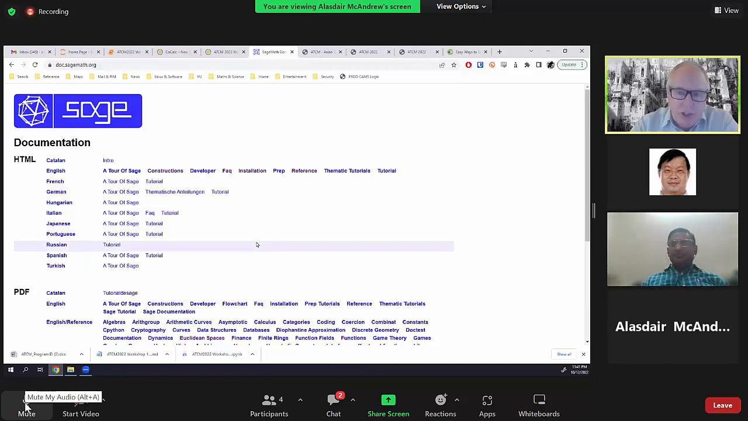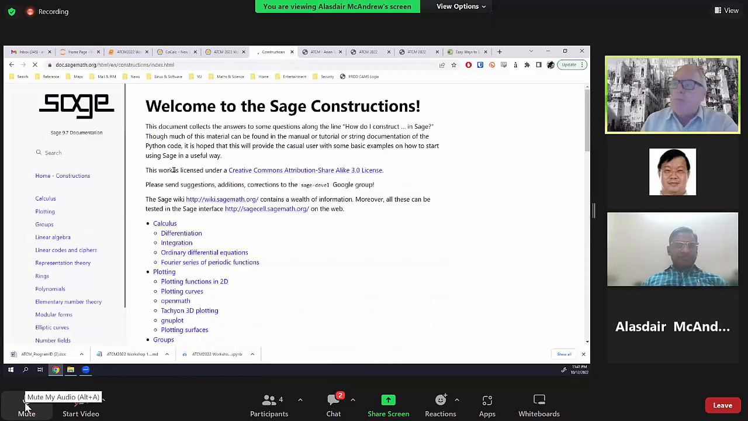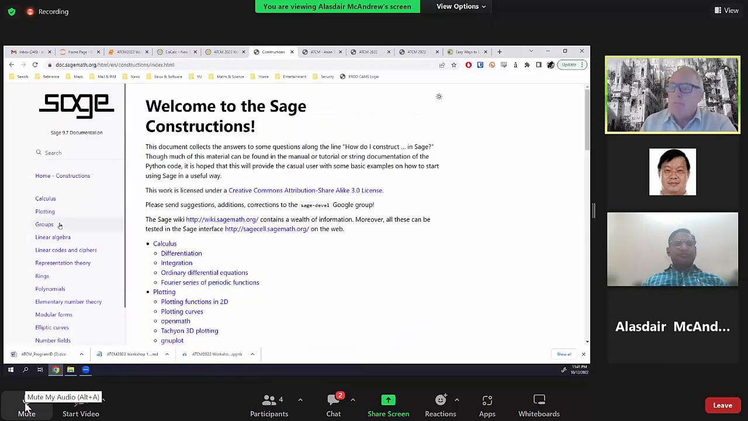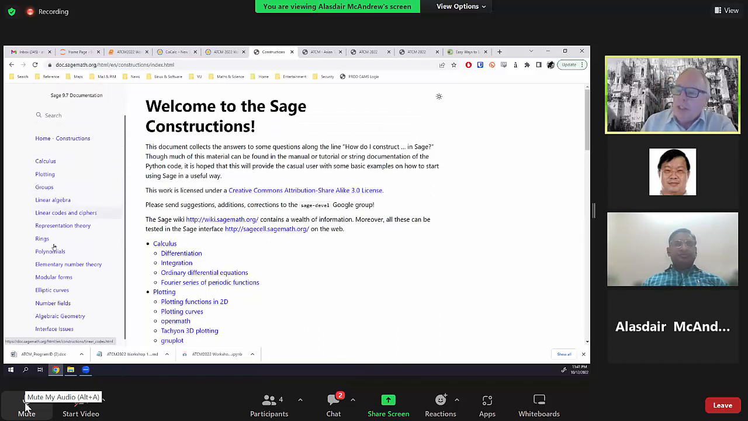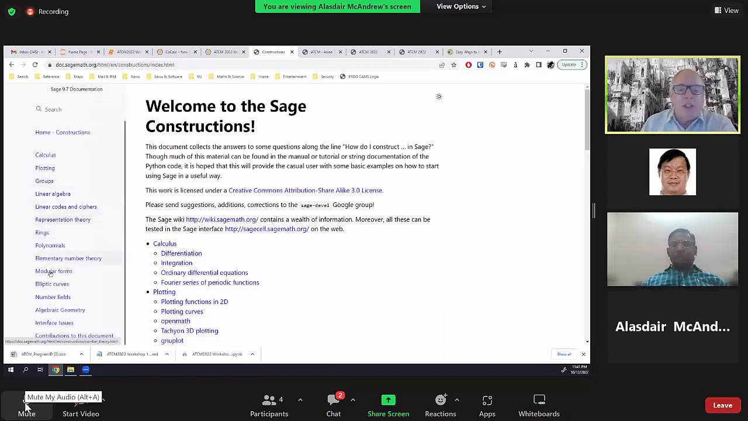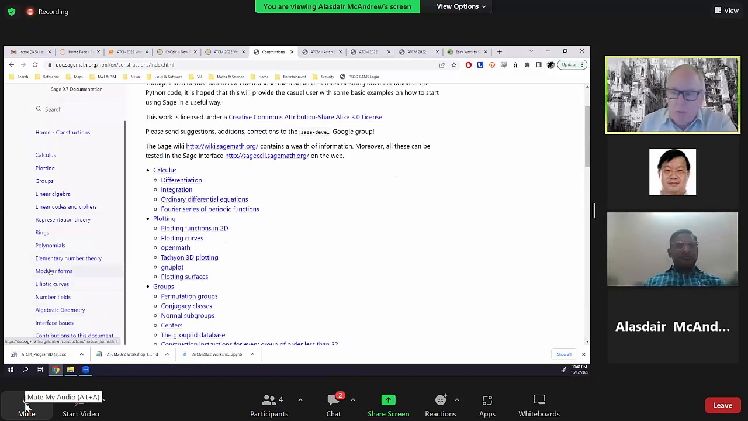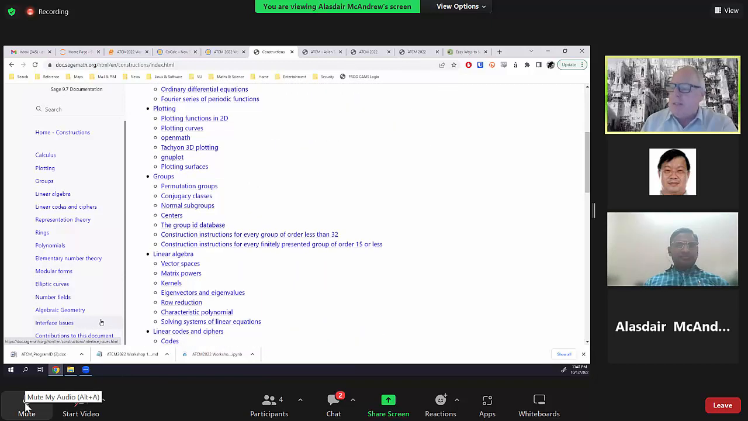But there's a sense in which this workshop is almost unnecessary because there's so much good information on the Sage website. You just go to, say, constructions alone, and you can see all the different things on the left-hand side. Some of which are quite complicated, modular forms. I don't know much about those. That's fairly high-tech mathematics, but Sage does do high-tech mathematics, elliptic curves, all that sort of stuff.